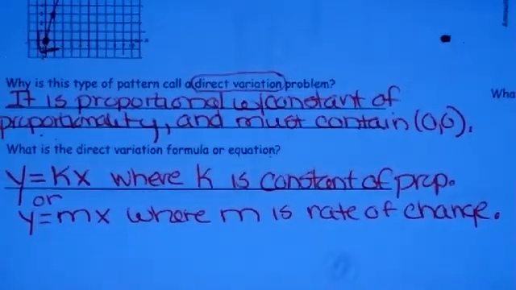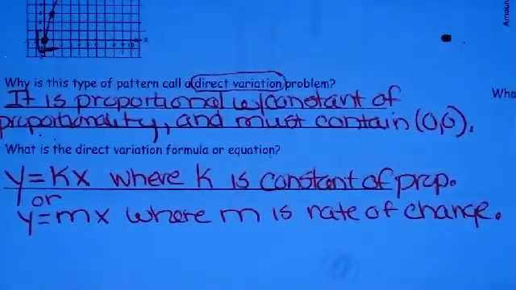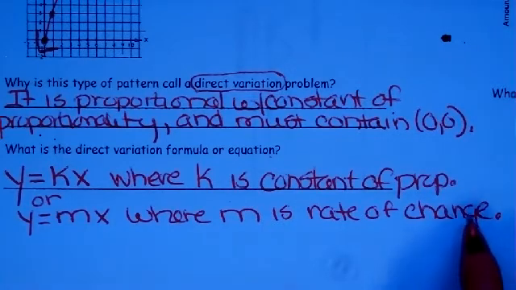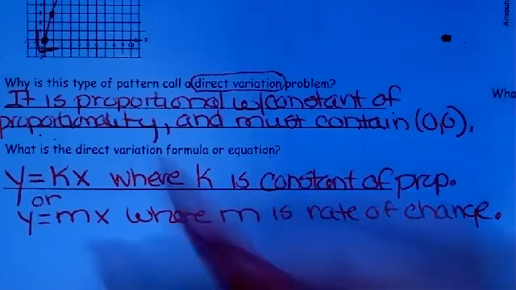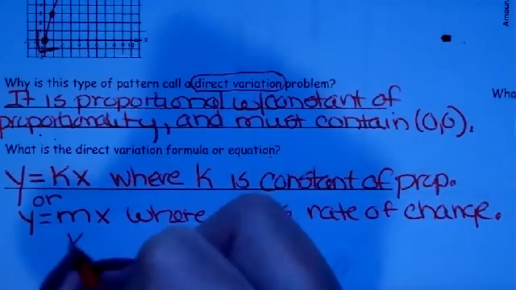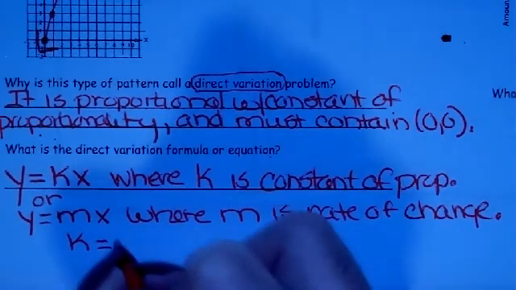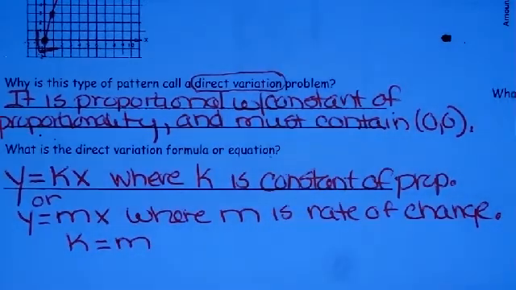Okay, we used that with our recursive patterns. Rate means to multiply, and it's the number you're going to multiply so that it's constantly changing. Okay, this is the one we're going to use mostly this year, though. Okay, y equals mx. But I do want you to understand that k and m are really the same thing.